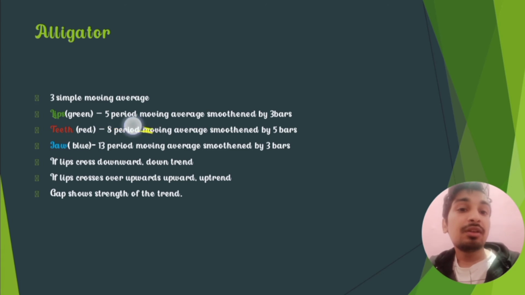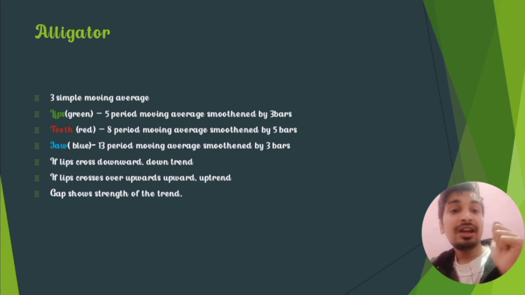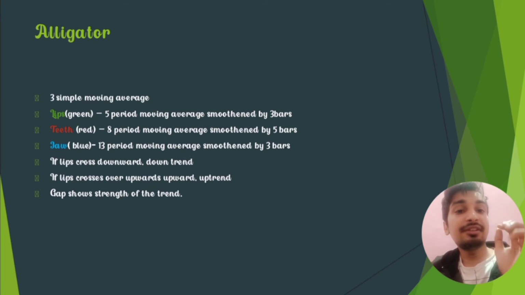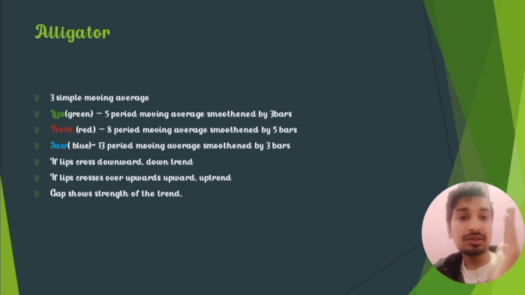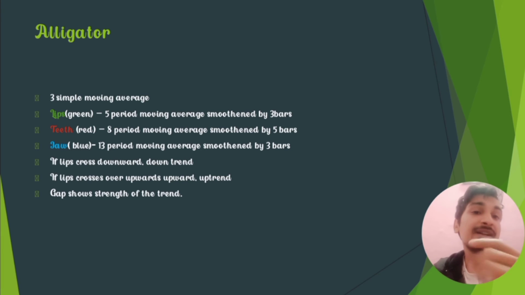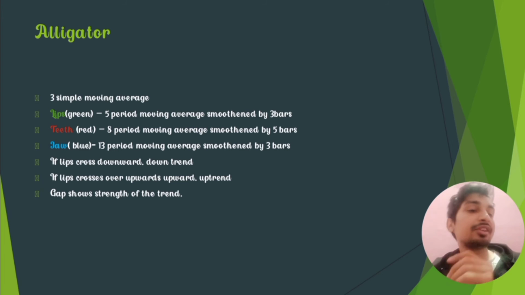The lip is the 5 period moving average, then the 8 period moving average, and the 13. So it consists of a 5 period, an 8 period, and a 13 period moving average. The 5 period moving average is the average of 5 candles, smoothened over 3 bars. The 8 period moving average is the average of 8 candles, smoothened by 5 bars. And the 13 period moving average is the average of 13 candles, smoothened by 3 bars. You don't have to focus much on the definition. You just need to know that it is an average of 5 candles.